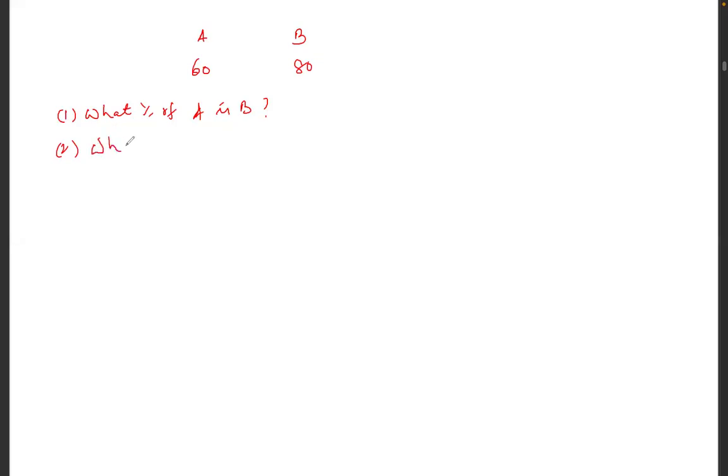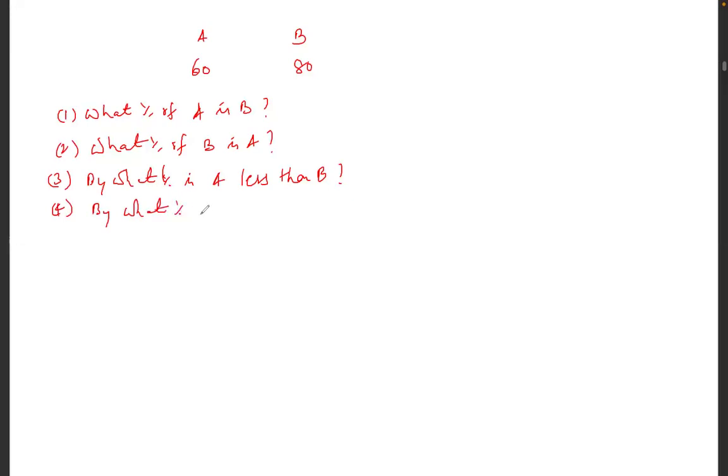Second, what percent of B is A. Third one is, by what percent is A less than B. Fourth one, by what percent is B greater than A.